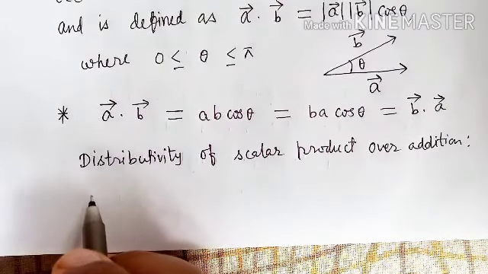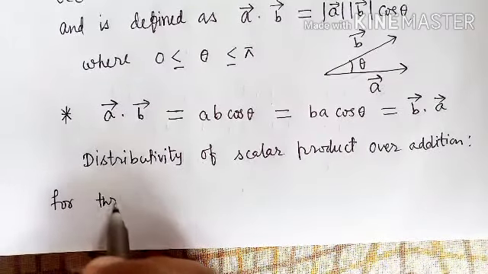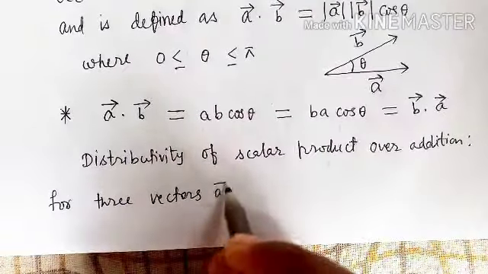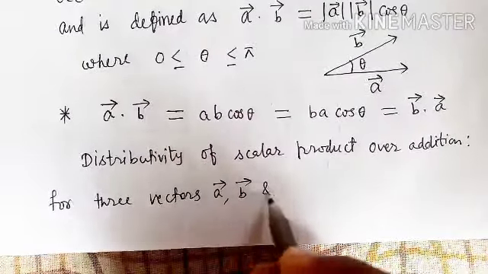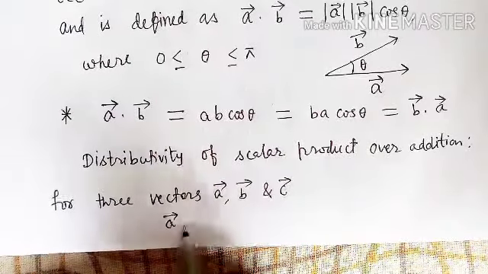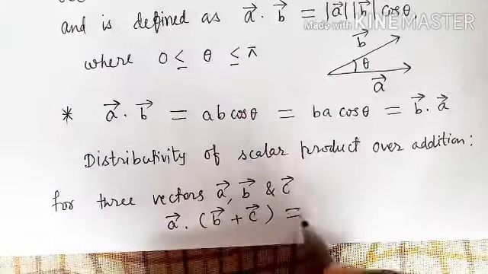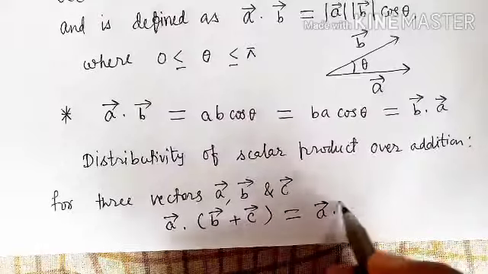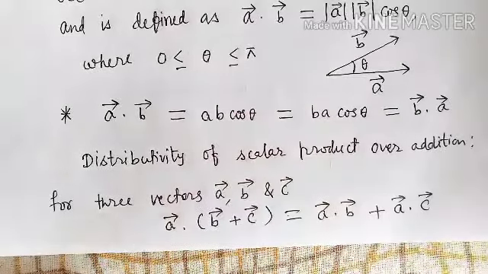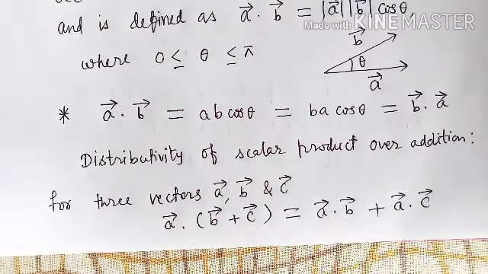So we can write for three vectors, vector A, vector B and vector C, vector A dot (vector B plus vector C) is equal to vector A dot vector B plus vector A dot vector C. Here you can see dot distributes over addition.